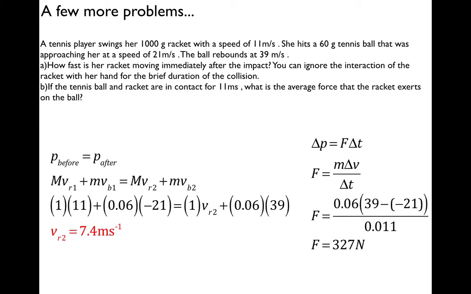Okay? Another question, a tennis player swings a racket, hits a ball. That's a change in momentum again. We can look at it that way. The ball was moving towards her at a speed of 21 meters per second, and rebounds at 39 meters per second. How fast is the racket moving immediately after the impact? We can figure that out. Momentum before equals momentum after. Put in the right numbers. You end up with the answer, 7.4 meters per second.